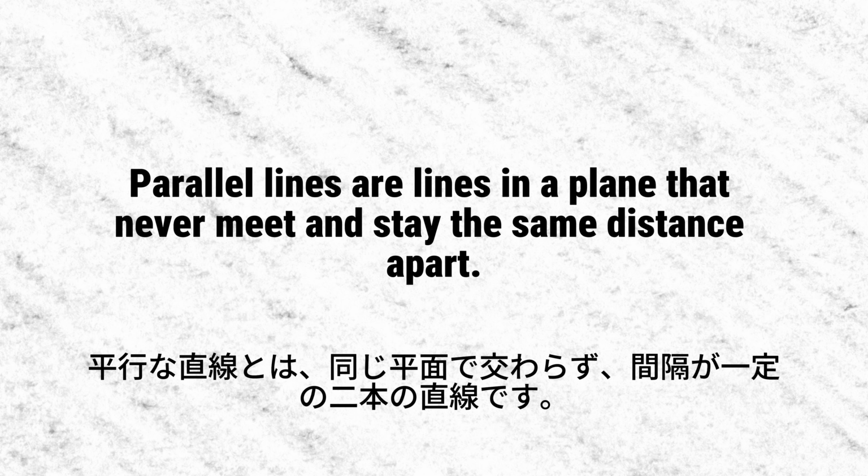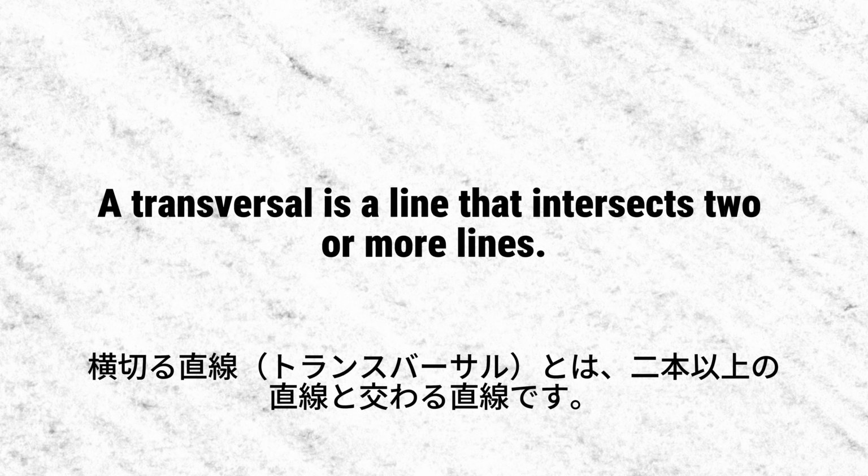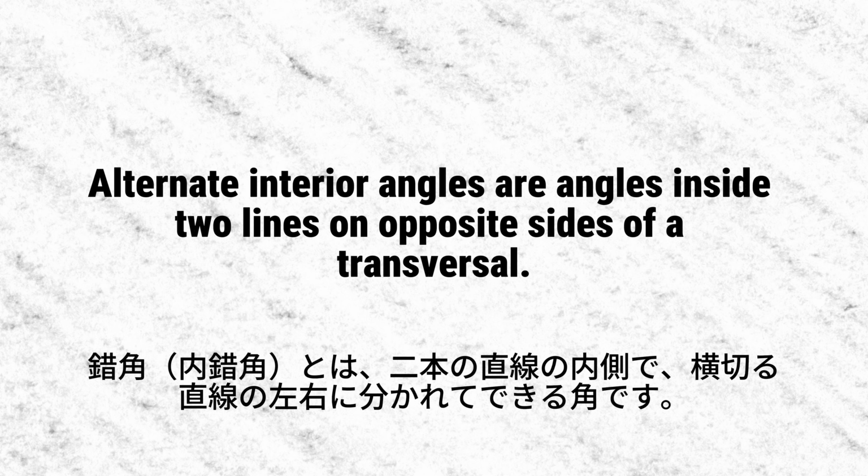Parallel lines are lines in a plane that never meet and stay the same distance apart. Perpendicular lines are lines that intersect to form right angles. A transversal is a line that intersects two or more lines. Corresponding angles are angles in matching positions when a transversal crosses two lines. Alternate interior angles are angles inside two lines on opposite sides of a transversal.